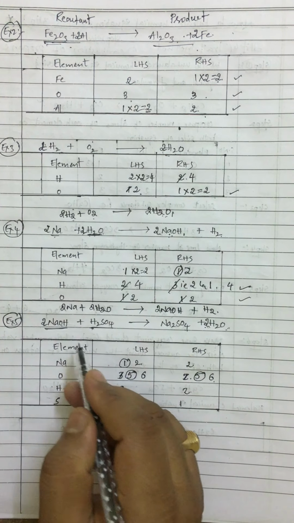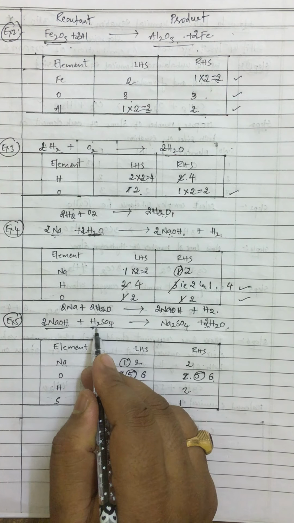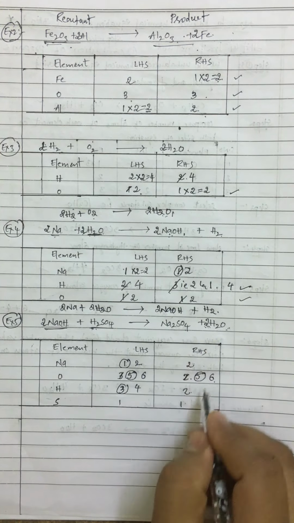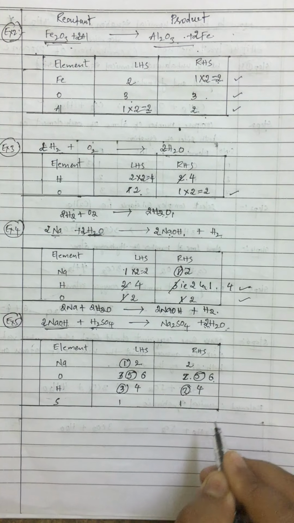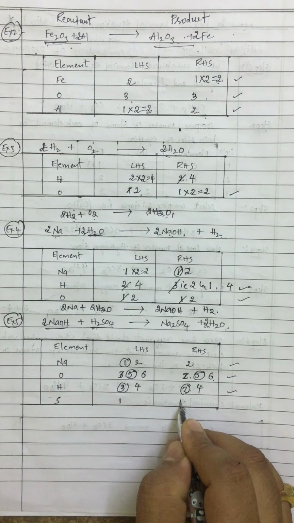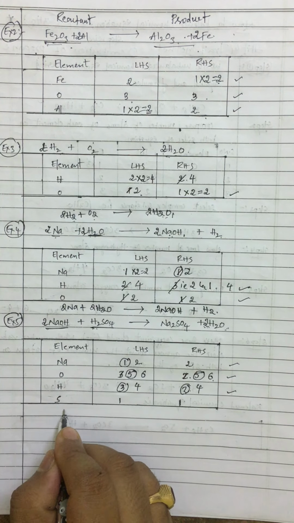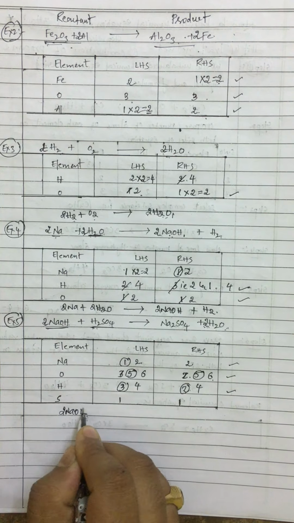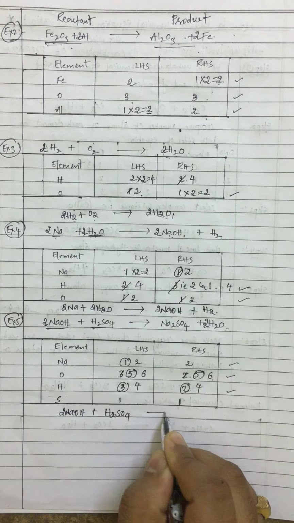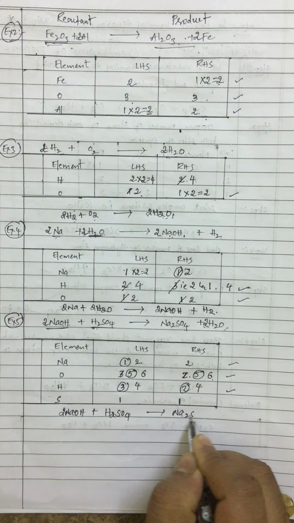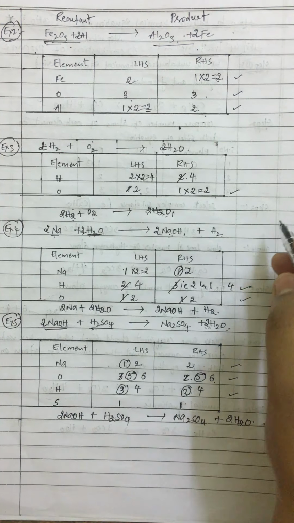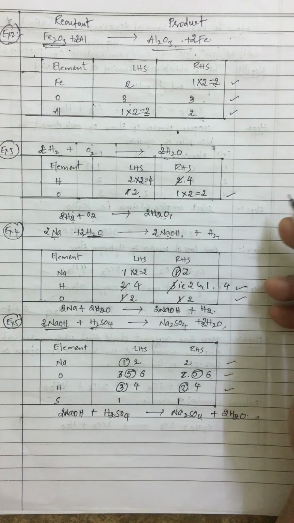Now hydrogens are 2 plus 2, 4. Here hydrogens, 2 2s are 4. Balanced. Now finally sulfur. Sulfur is 1 on the left hand side, 1 on the right hand side. So the balanced equation is 2NaOH plus H2SO4 gives Na2SO4 plus 2H2O. Hope you have understood how to balance a chemical equation.